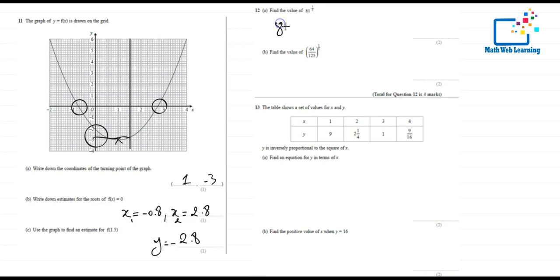Right, question number 12 is on fractional indices, and this one is a negative one. Let me write it down again. 81 to the power of minus half. You can change this to positive by using the reciprocal rule, which is 1 over 81 to the power of a half.